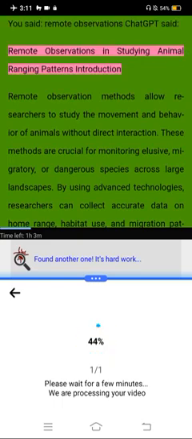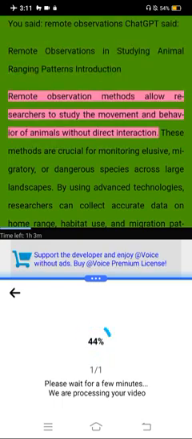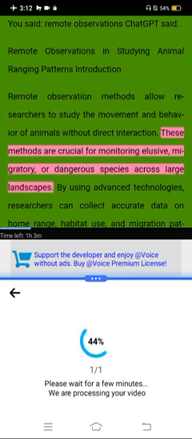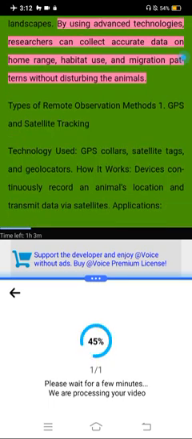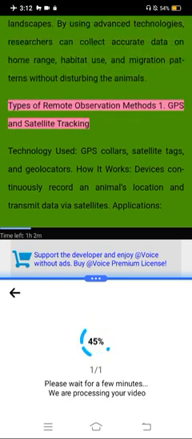Remote observations in studying animal ranging patterns. Introduction. Remote observation methods allow researchers to study the movement and behavior of animals without direct interaction. These methods are crucial for monitoring elusive, migratory, or dangerous species across large landscapes. By using advanced technologies, researchers can collect accurate data on home range, habitat use, and migration patterns without disturbing the animals. Types of remote observation methods.